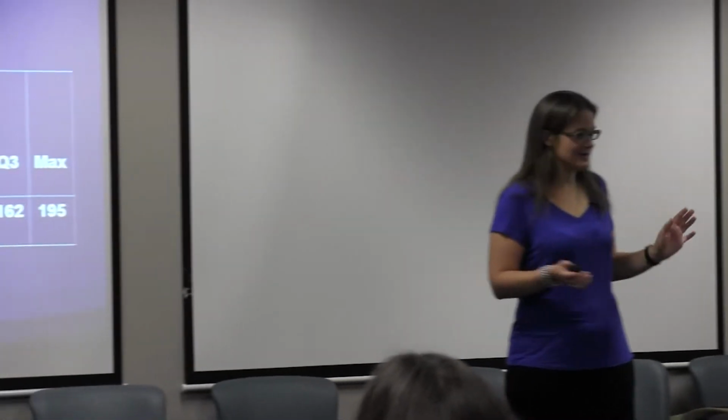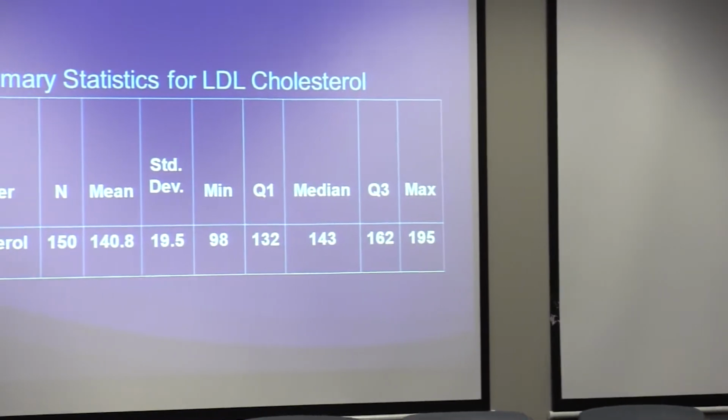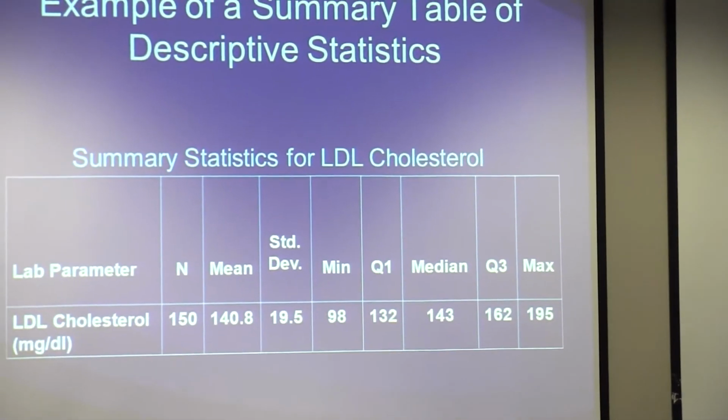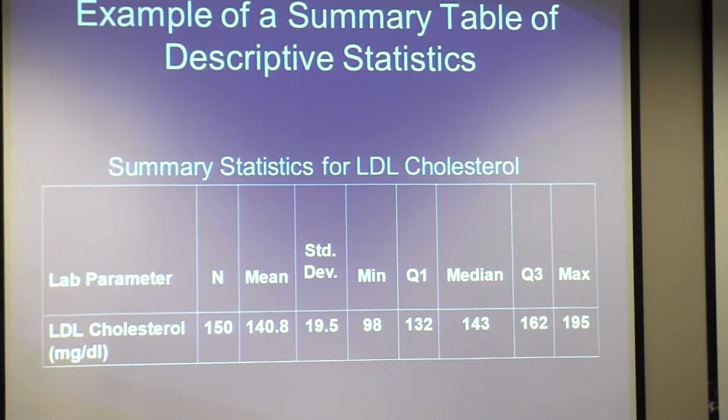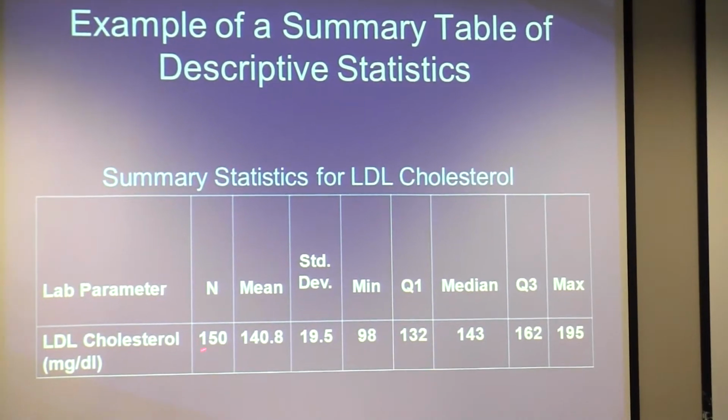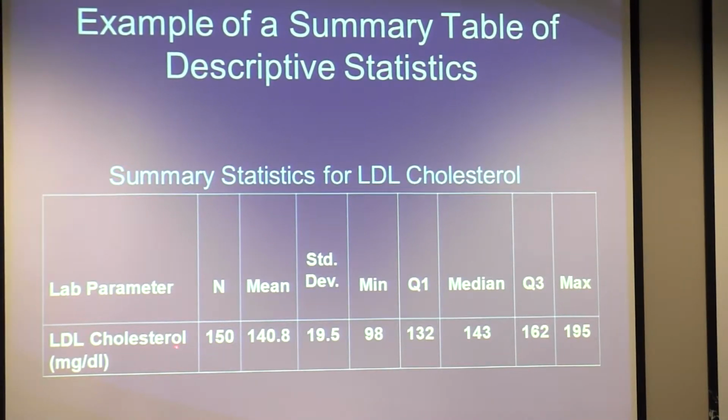So this is just kind of an example summary table with some made up LDL data. Pretty much all the data I have here is made up, so don't take anything away from the content of the numbers in that way. Again, this tells us we have 150 patients in our sample, and their average LDL was 140.8 with a standard deviation of about 20.